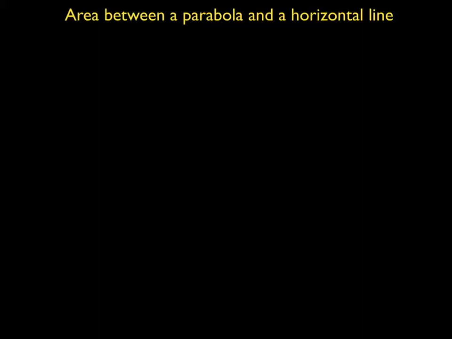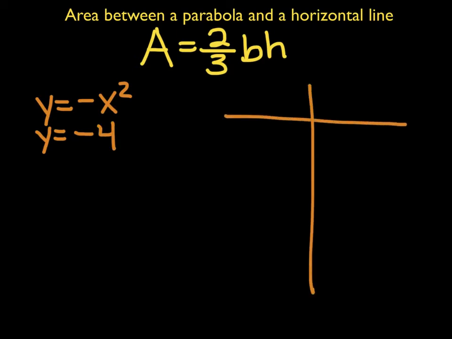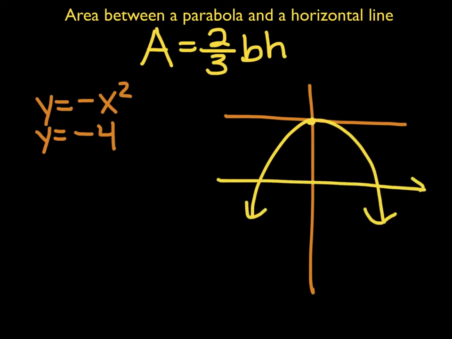All right, this next thing that I want to give you is the equation for the area between a parabola and a horizontal line. And that area is 2/3 base times height. So if we do a quick example of this, suppose we had y equals negative x squared. And suppose we had y equals negative 4. I'm just going to sketch this real quick. Y equals negative x squared is a reflection of our parent function parabola, y equals x squared. Y equals negative 4 would be a horizontal line down here, where that's negative 4.